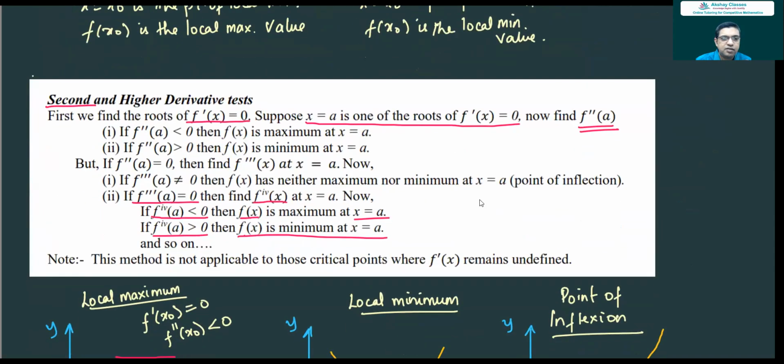Now, the higher derivative test simply says that if the first derivative is equal to 0 at, say, x equal to a, then we find out the sign of the second derivative at x equal to a. If that is negative, then it is a maximum. At that point, the function attains the maximum value. If the second derivative at a is positive, then the function attains the minimum at x equal to a.